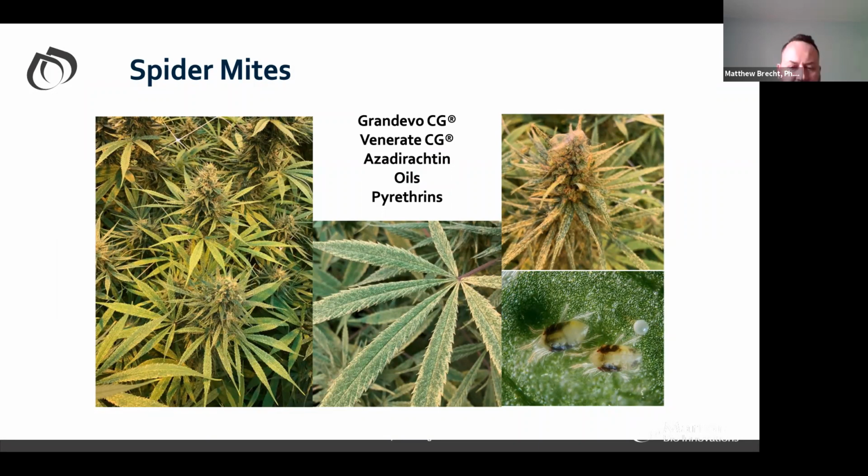So let's say you had 100 insects per leaf. Now you get down to 10. Well, then maybe you can put out those beneficial insects to kind of clean up the rest of the mid to late flower. Okay.